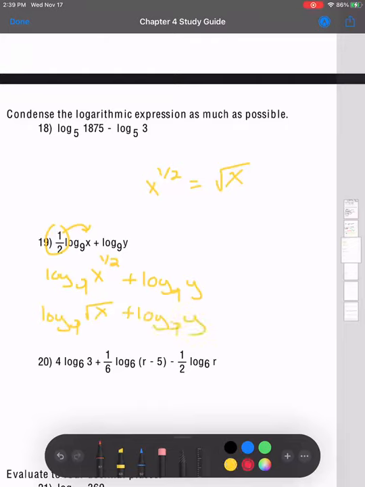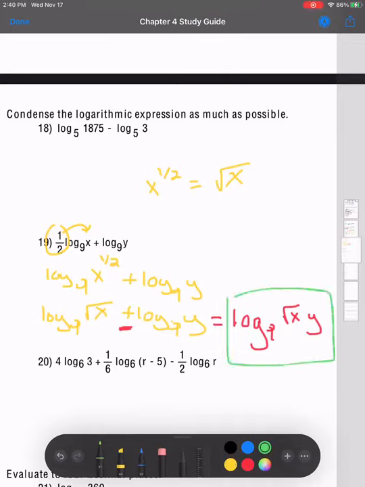And then here you're going to remember that addition means that it's multiplying. So this equals, you can turn it into 1 log by writing log with a base of 9 of square root of x times y. And then that would be your final answer for number 19.